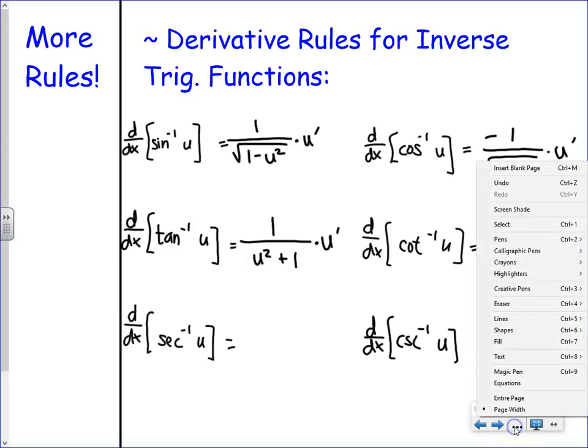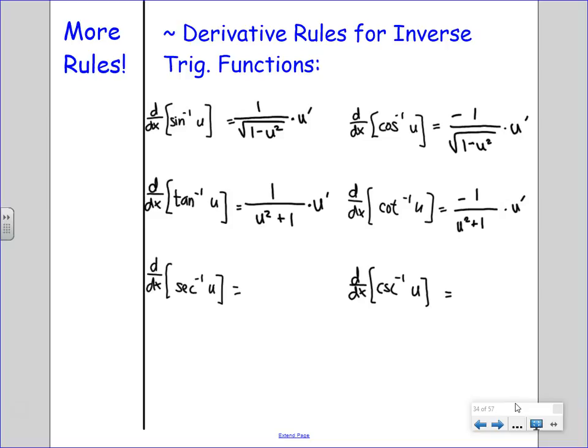Last but not least, we have our secant inverse and our cosecant inverse. They're a nasty formula, but at least they come in a pair. It's 1 over the absolute value of u, times the square root of u squared minus 1, times u prime. And cosecant inverse of u is going to be the exact same thing, but with a negative. It's ugly, but it's true.